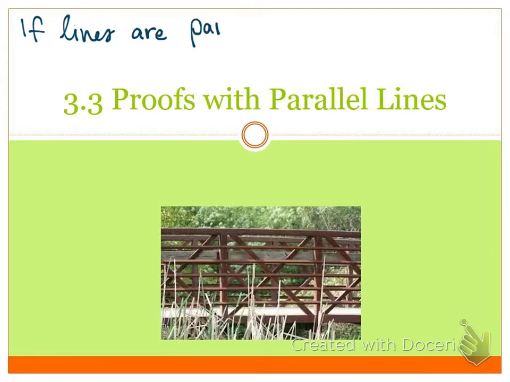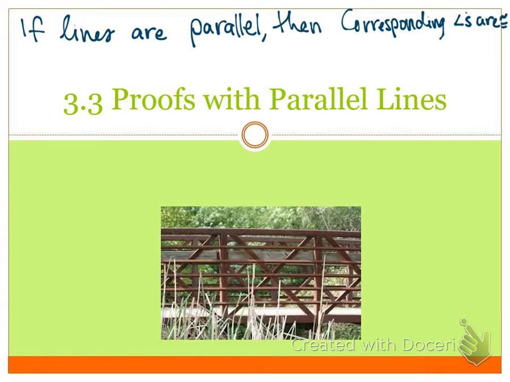So yesterday, we learned if lines are parallel, then corresponding angles are congruent. Today, you're going to learn the opposite. So if corresponding angles are congruent, what could we conclude? There's parallel lines. That's the opposite. We're going to do that today.